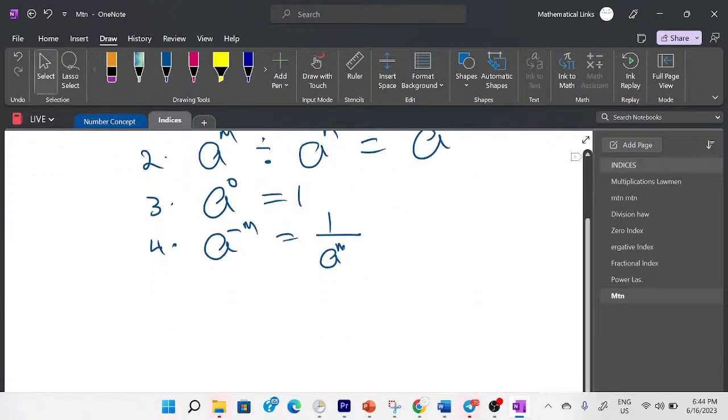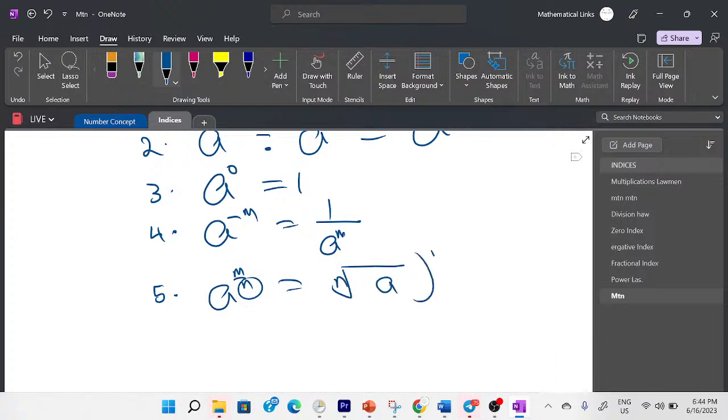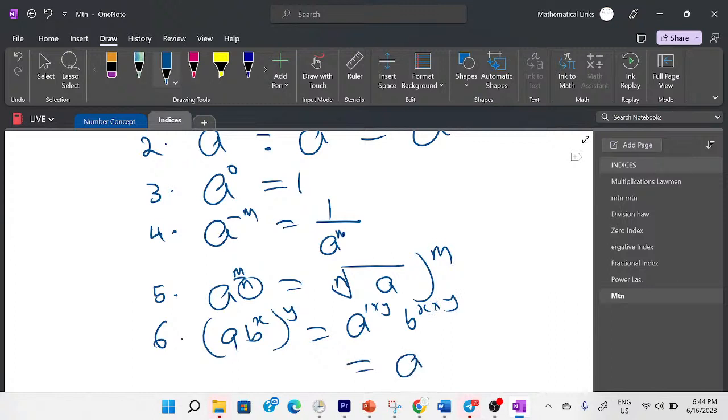And the fifth one will be fractional index. You have something like this, a to the power of m over n. Anytime you have a fractional index, you draw your root like this. The denominator of the power should come here, and you have a to the power of m left. And the last one is the power law. When you have more than one power, like a, b to the power of x, then everything to the power of y. In this case, this power y is meant for a and b to the power of x. So I'm opening the bracket with the power. It will be 1 by y, then b to the power of x by y, and that will be a to the power of y, then b to the power of x y. So this will be the end of this lesson.